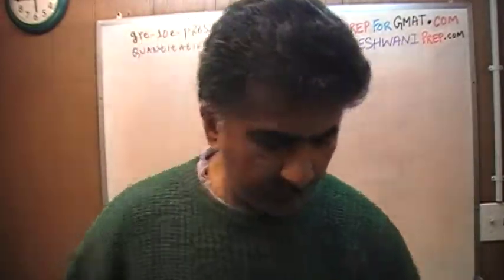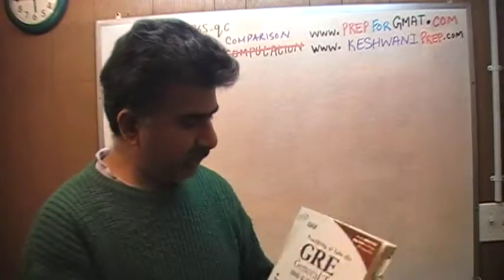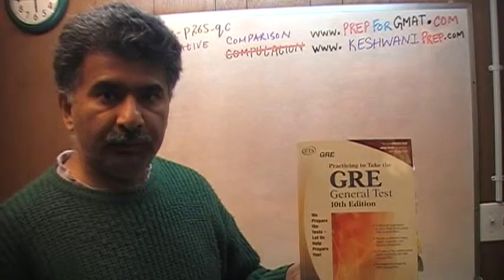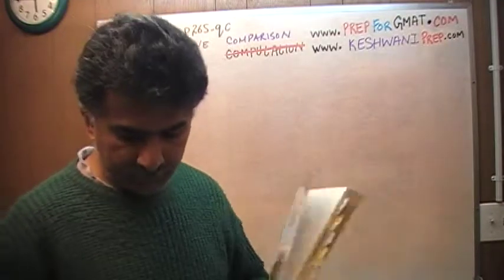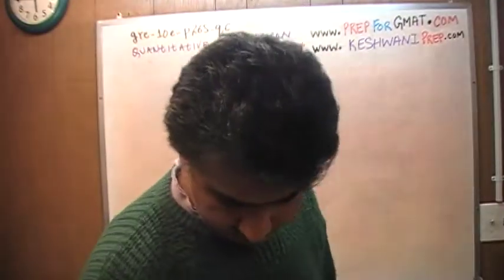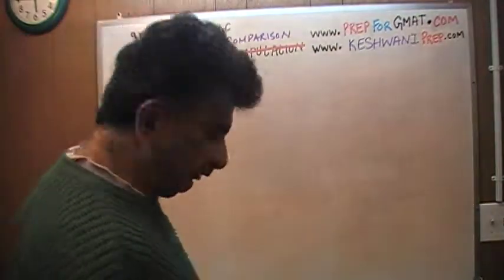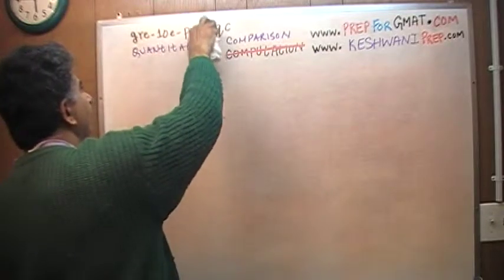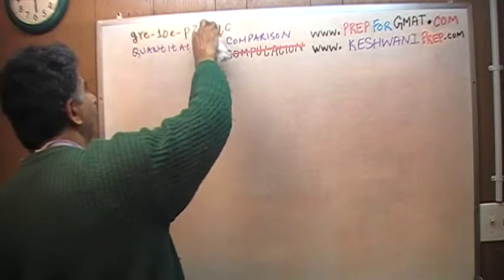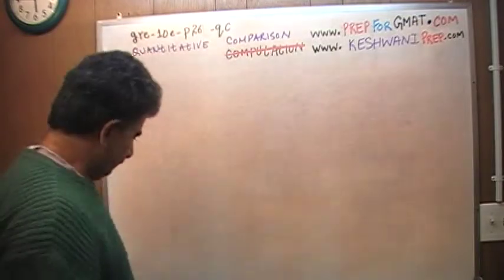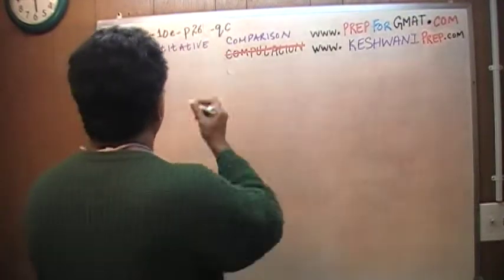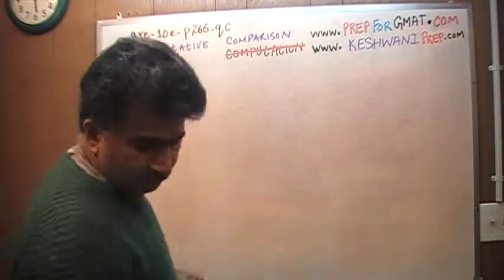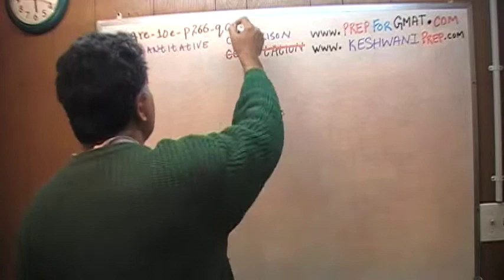I have been solving math problems for GRE out of this book here, practicing to take the GRE General Test, the 10th edition. If you do not own this book already, purchase it immediately. The problem that I'm about to solve is the one that you're going to find on page number 266, not 265, page 266. Page 266, the very first problem, number 11.